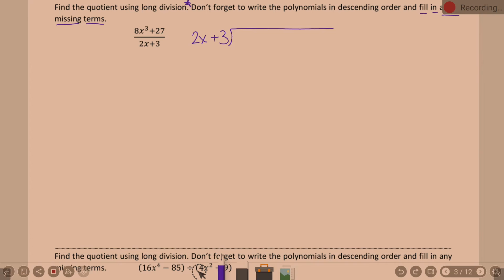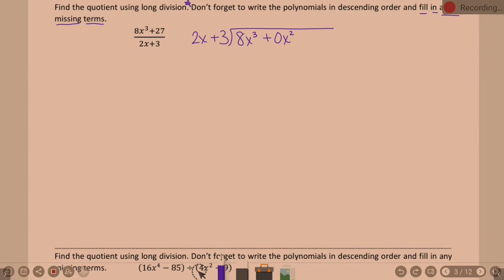Now, what's the catch? Okay, so 8x to the third plus 27, generally speaking, goes inside my box, yes? Now, I keep saying make sure you have all terms covered. So after an x to the third term, what would you expect to see next? X squared term. Do I have an x squared term? No, so we're going to put a placeholder in there, and we're going to say plus 0x squared.